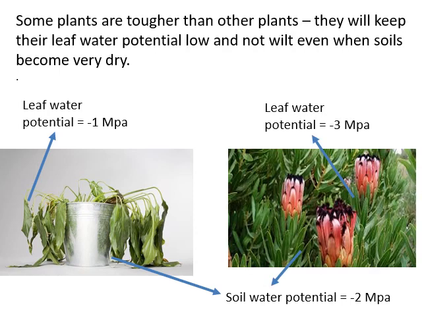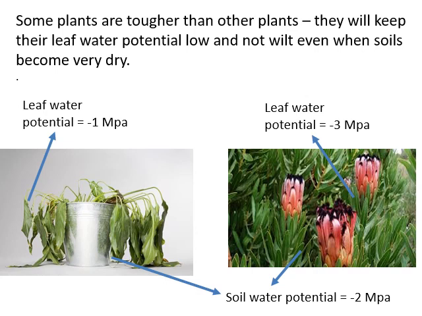But some plants are tougher than other plants, and these are the sorts of plants you want to have as a pot plant if you don't remember to water your pot plants, because some plants can keep their leaf water potential low and not wilt even when the soils become very dry. So in this example, this is a big thick leaf of a protea plant. Proteas come from the fynbos, which is a very dry place because in the summertime there's no rainfall.